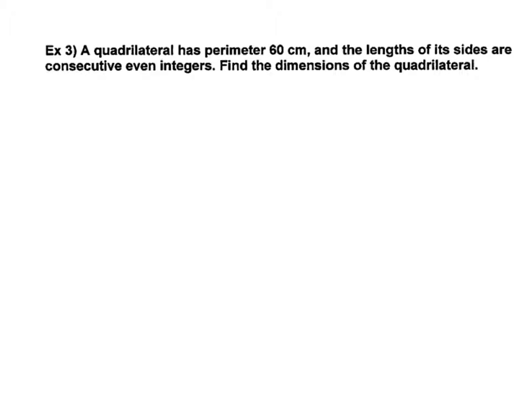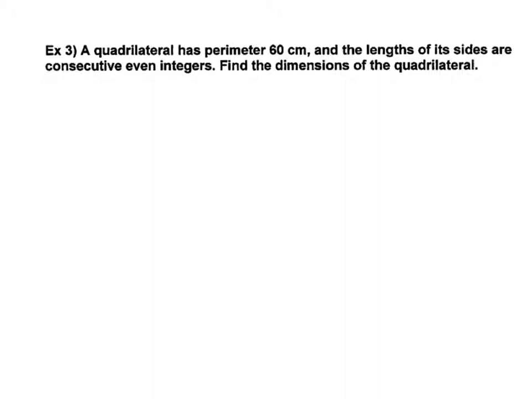Okay, this problem, let's write this one down and we'll try to draw it as well. A quadrilateral has a perimeter of 60 centimeters. Now remember, a quadrilateral is just a 4-sided figure, and the lengths of its sides are consecutive even integers. Find the dimensions of the quadrilateral. So it has 4 sides, we know that, and the perimeter is 60 centimeters. So we're going to take all 4 sides and add them together, and they're going to equal 60. Now this is the part that we have to figure out. The lengths of its sides are consecutive even integers.